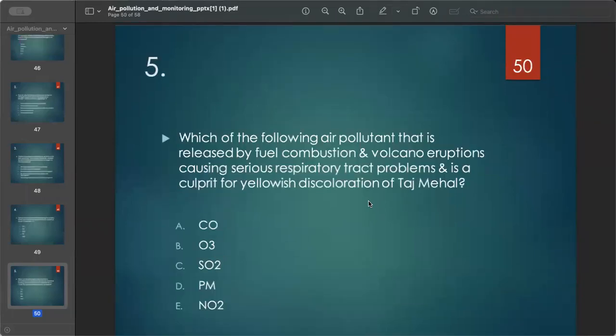Question number five: which one of the following air pollutants is released by fuel consumption and volcano eruption, causing serious respiratory tract problems, and is the culprit for yellowish discoloration of the Taj Mahal? Option A, carbon oxide, carbon monoxide. No, C is the right answer.